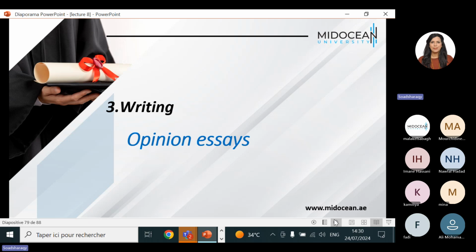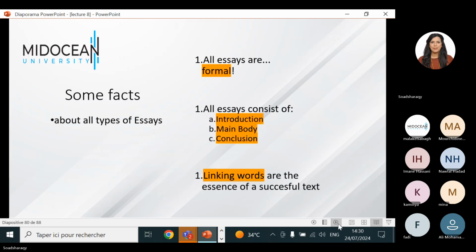Now, I move on to part 3, writing. Let's talk about writing opinion essays. Some facts about all types of essays. All essays are formal. All essays consist of introduction, main body, conclusion. Linking words are the essence of a successful text.